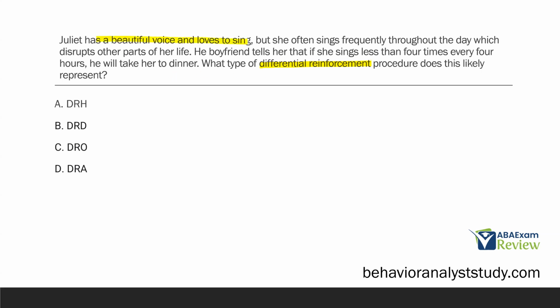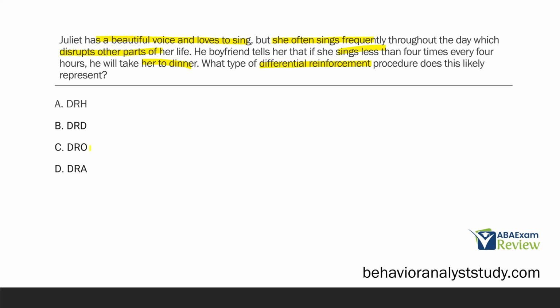Juliet has a beautiful voice, loves to sing, but she sings frequently throughout the day, which disrupts her life. Her boyfriend says, sing less, I'll take you to dinner. Is he teaching a replacement behavior? He's not. He likes the singing. The singing is beautiful. He wants it to happen less. So we can immediately eliminate DRAs and DRIs, which in this case, differential reinforcement of alternative behavior, D, is out. So now we have higher rates, diminishing rates, and other.